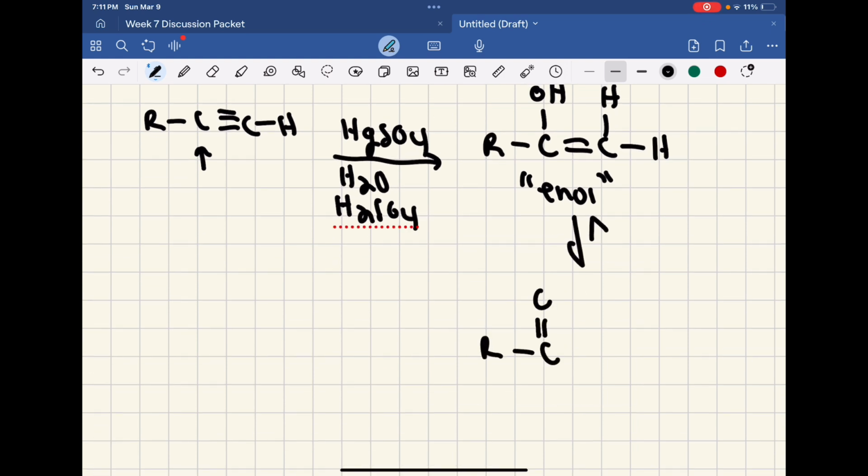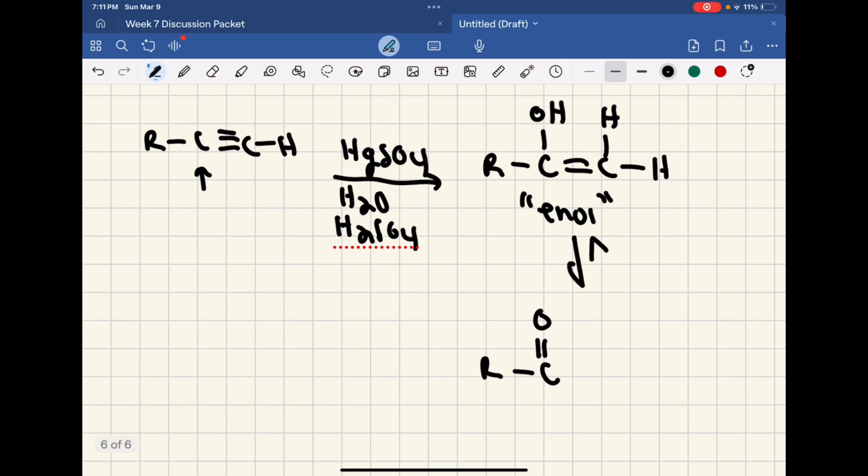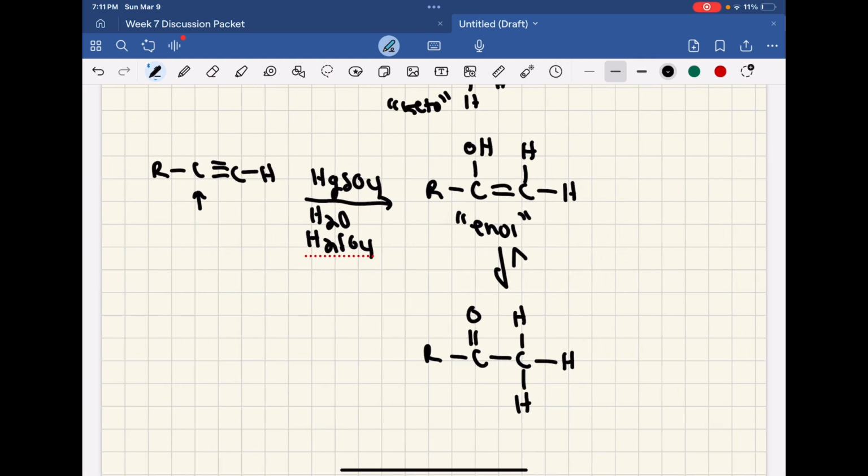So what does that look like? I'm going to put a carbonyl where the alcohol was. I'm going to bring one of the protons of the alcohol over to the right. And so that's the keto version. So we are forming ketones and aldehydes from this reaction. I think that's the biggest thing. So we just formed a ketone.